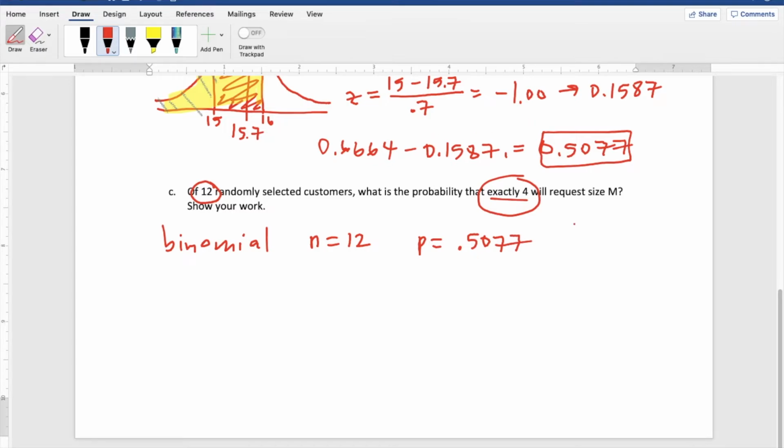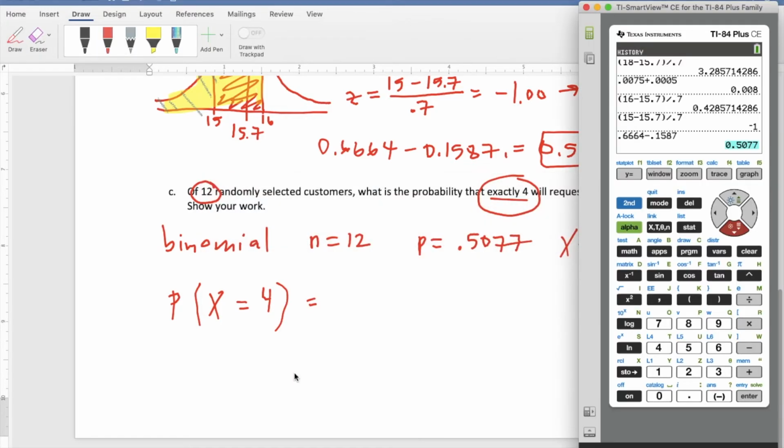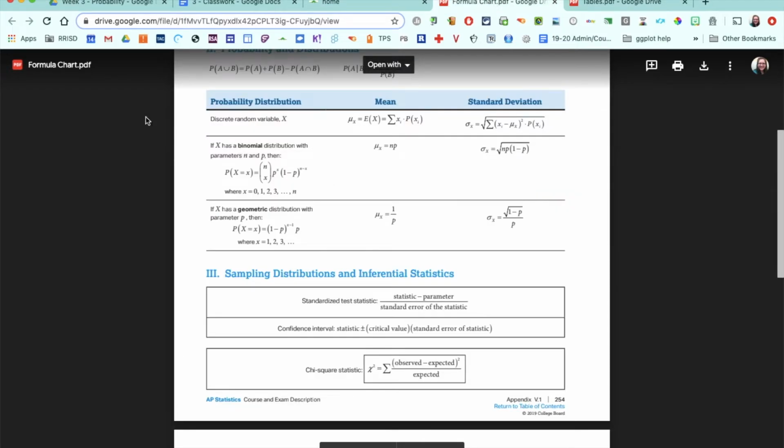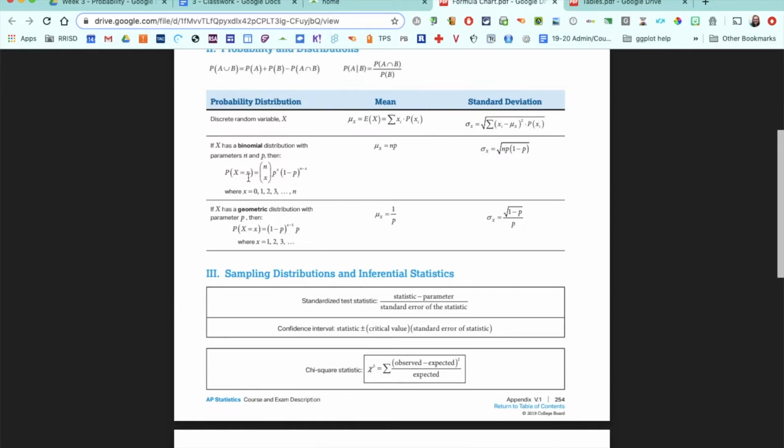And then I'm going to define X as basically just the number of medium shirt sizes. So my probability that I'm finding is the probability that X, the number of mediums, is equal to 4. What I'm going to do is look at my formula chart for the formula for binomial probability. So if X has a binomial distribution, this is our probability formula to get a certain number of successes.